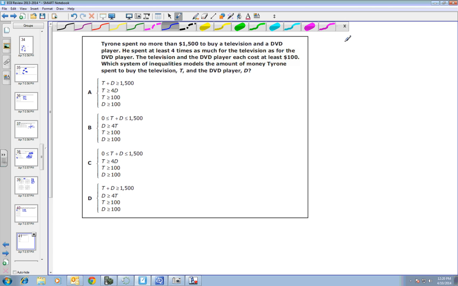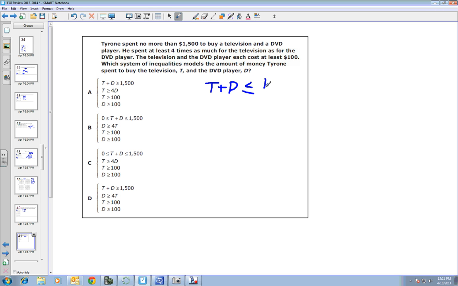So look, I know that in this first sentence he bought a TV plus a DVD player, and he's going to spend no more than $1,500. So no more than would be what? Less than or equal to. So that has to be less than or equal to $1,500. Okay, so let's look at A. Could this be A? Can't be my answer. They have greater than. Okay, what about D? Can it be D? No. So now I'm down to 2 answers.